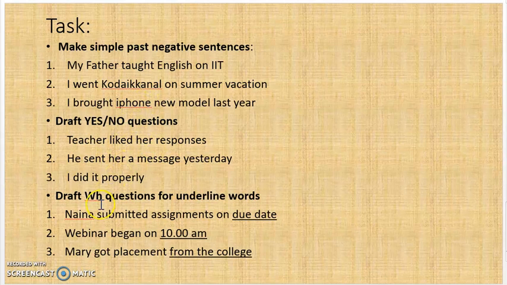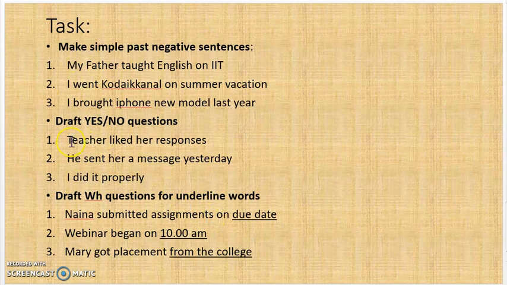And yes or no question. Let's see what happens in a WH question. You just make a question in which the answer is this underlined one. So, when did Naina submit assignments? Submitted, and we are just splitting this word. So did plus submit is submitted. So we took just the did. When, because this is time, right? So, when did Naina submit assignments?